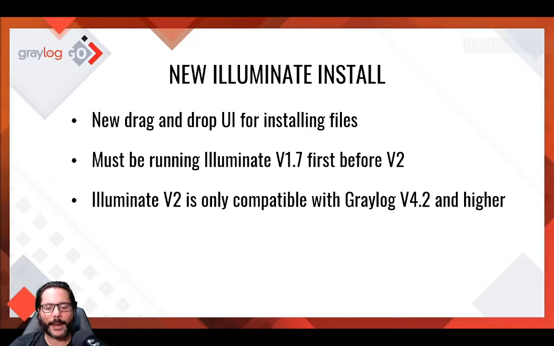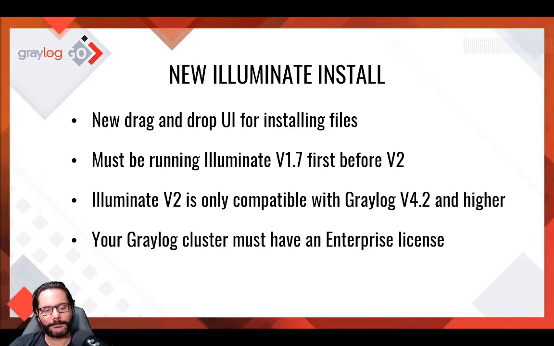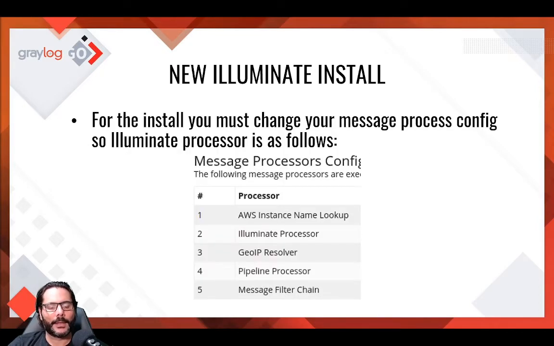It can't be brought backwards in older releases. And your Graylog cluster must have an enterprise license. First thing you need to do is reorder your Illuminate processor.